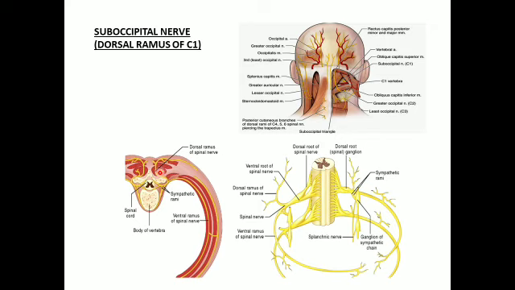So this dorsal ramus of the first cervical segment, you can appreciate here in this suboccipital triangle. This is also called the suboccipital nerve, and this suboccipital nerve is located between the vertebral artery and the posterior arch of atlas.